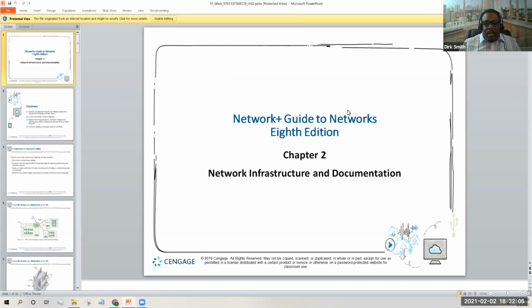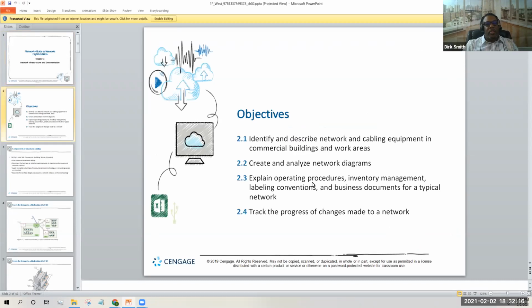Okay, tonight's chapter is over chapter 2. We're going to talk about network infrastructure and documentation. We just completed chapter 1, and we're just going to jump right into it.